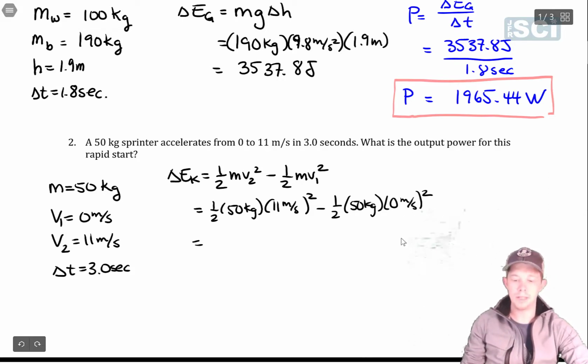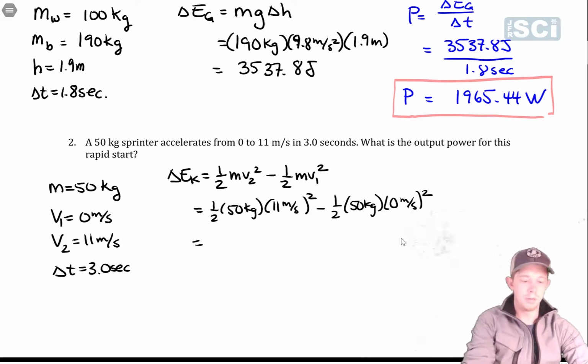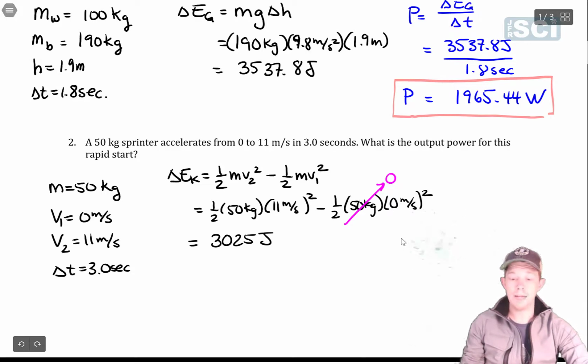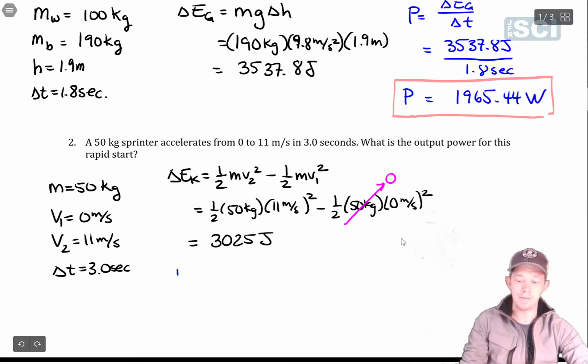So working through this piece here, the second term, because it's multiplied by 0, is essentially going to be 0, which tells me that the change in kinetic energy is equal to 3,025 joules. So we now know the change in energy. We can actually calculate the power output of this sprinter.